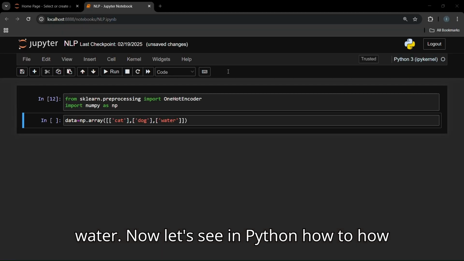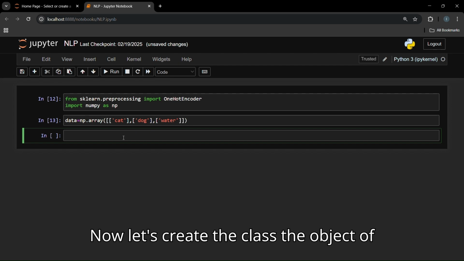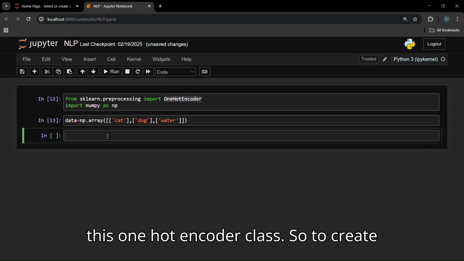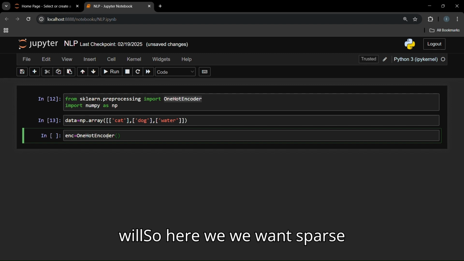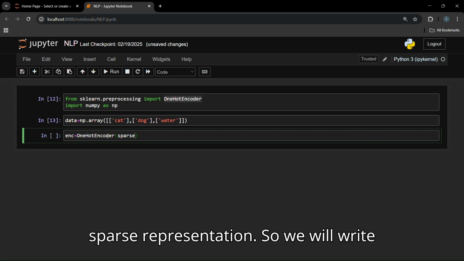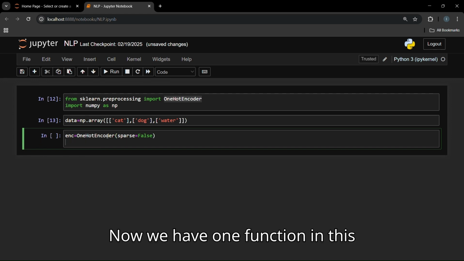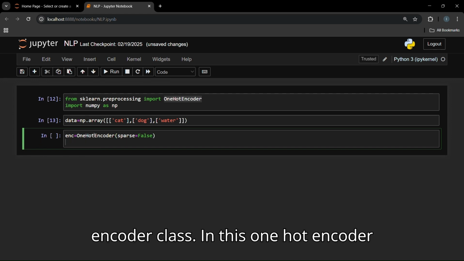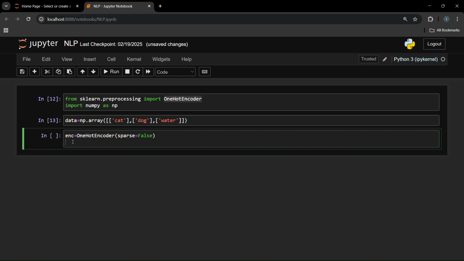Now let's see in Python how to do this. So we have created our data. Now let's create the object of this one-hot encoder class. We will name it enc. Here we don't want a sparse representation, so we will write sparse equal to False. In this one-hot encoder class, we have a function called fit transform, and we will pass our data to that function, and it will generate the one-hot encoding of every word. So we will write enc dot fit transform.